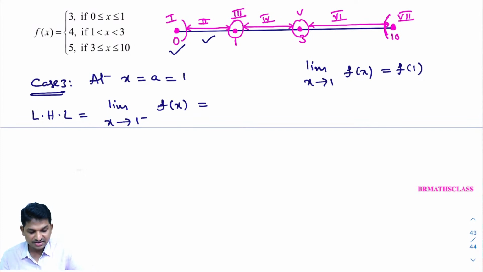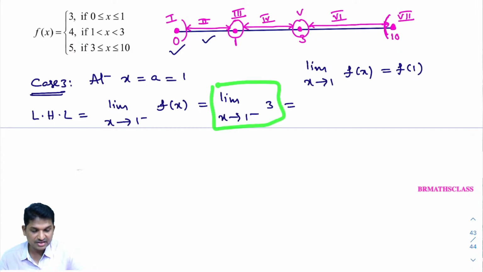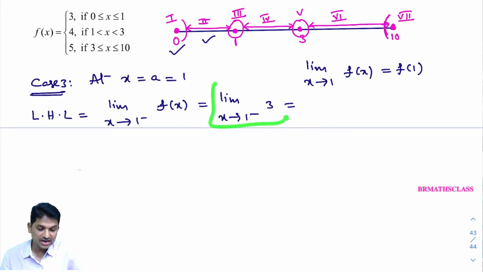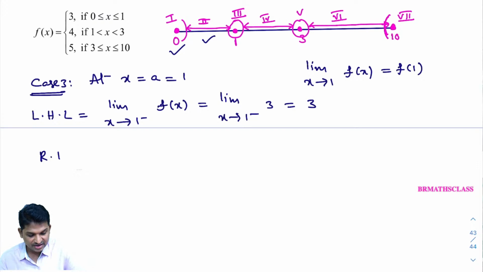When x values are less than 1, which function to choose? This first function. So what you will get here, f of x is 3. Limit x approaches 1 from left, f of x is 3. So I need to calculate this one. How will you calculate this? Direct method. In the given function, wherever x is there, we write 1. But in the given function, x is not there. So directly you will get the answer as 3. So I calculated the left hand limit. I got its answer as 3.